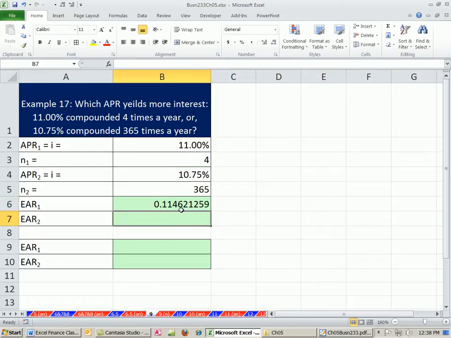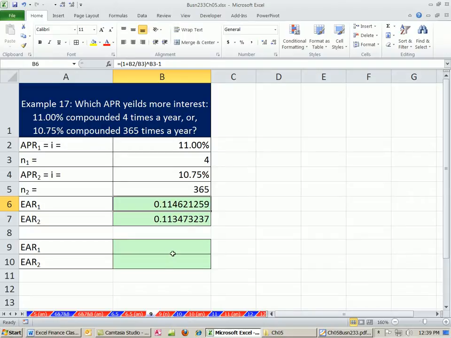OK, so 11.46. We'll do this one here for this next rate. I just love being able to do this, right? So now I can go in and not get tricked by whatever advertising. I can just calculate it myself and say, OK, I know which one I want. I want this one, because this one's a little bit bigger.